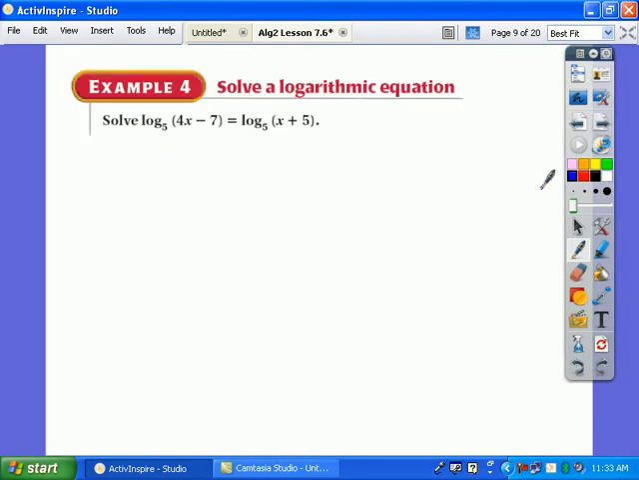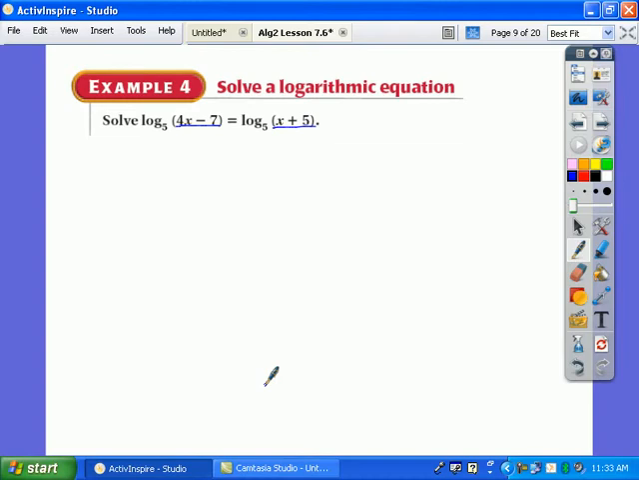Now, we start off here with an easier problem. It's easier in the sense that if I know that log base 5 of something equals log base 5 of something else, then the only way that can happen is if the two arguments, 4x minus 7 equals x plus 5.